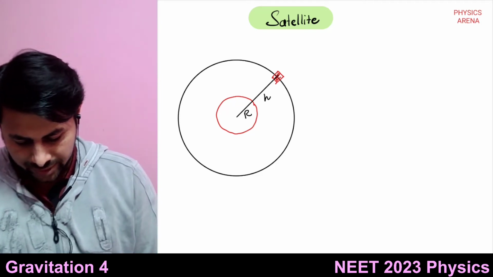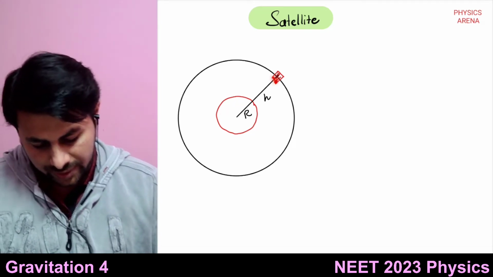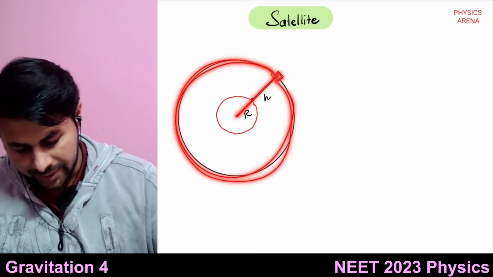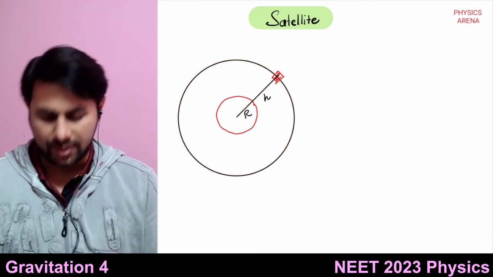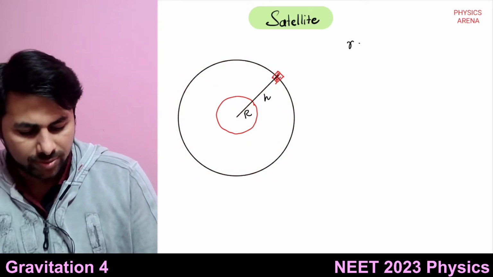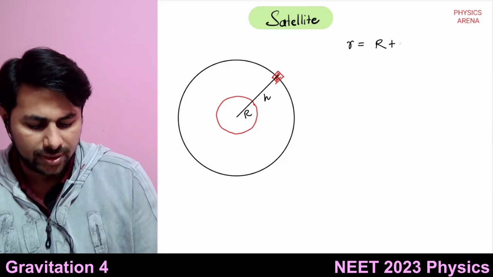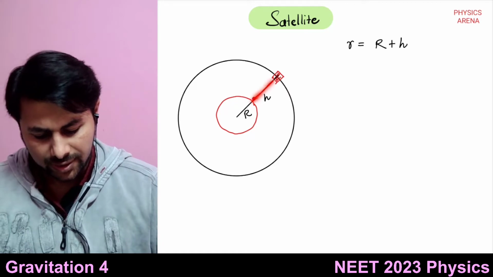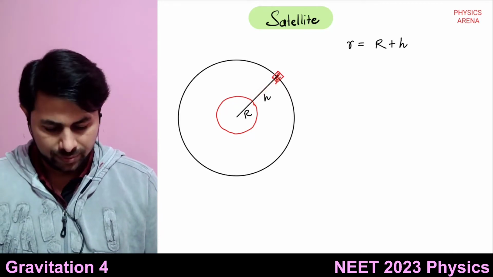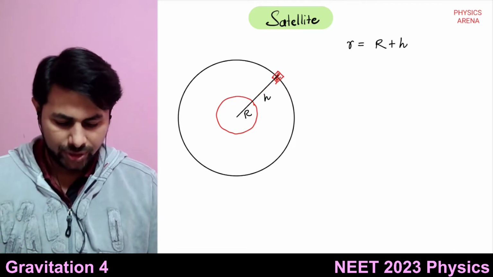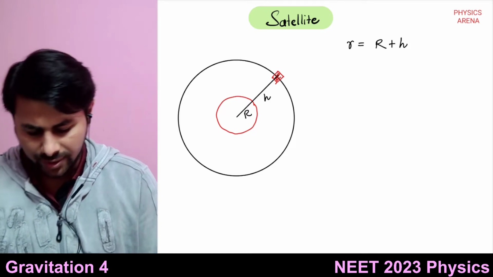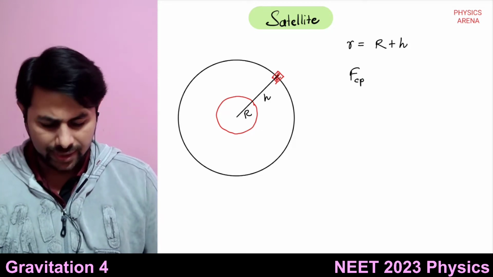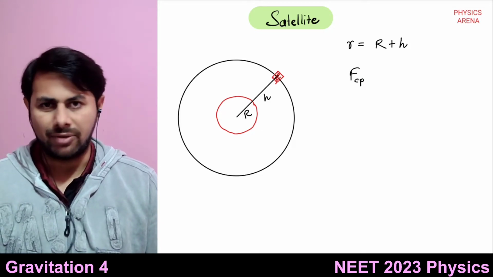So let's suppose that this satellite revolves around Earth in this circular orbit, and the radius of this orbit is small r. Okay, so we know what small r is. Small r is equal to the radius of Earth plus h. H is the height above the Earth's surface. So now for this circular motion, some centripetal force will be required. FCP is the centripetal force, and we know that it is provided by the gravitational force.